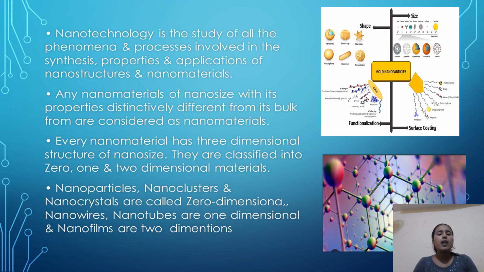Every nanomaterial has three-dimensional structures of nano size. They are classified into 0, 1 and 2-dimensional materials. Nanoparticles, nanoclusters and nanocrystals are called zero-dimensional. Nanowires and nanotubes are one-dimensional, and nanofilms are two-dimensional.